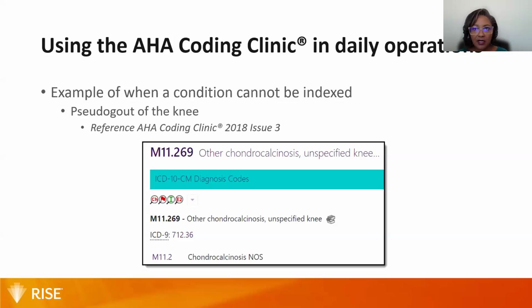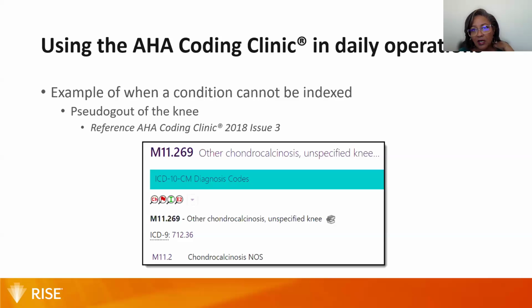So in this coding clinic, the question was submitted and asked, and the coding clinic stated that when pseudo gout of the knee is documented, we are able to capture M11.269. Okay, and of course, the code selection is based on whether it's left knee or right knee, or if it's unspecified. But you are able to get to a term. Now you will notice on the snip that I have here, you do not see any reference to the term pseudo gout. However, it is a codable condition.